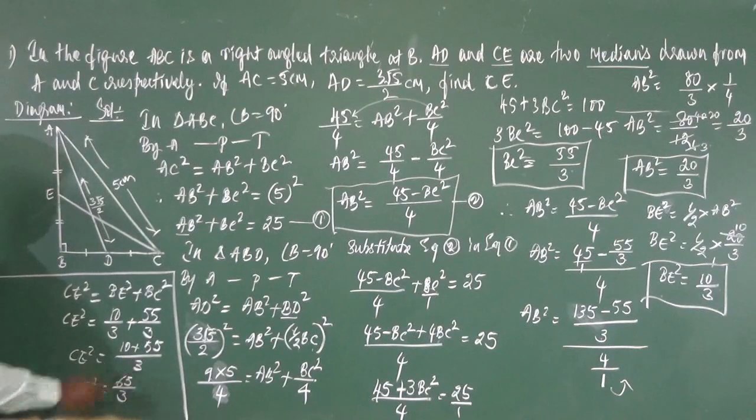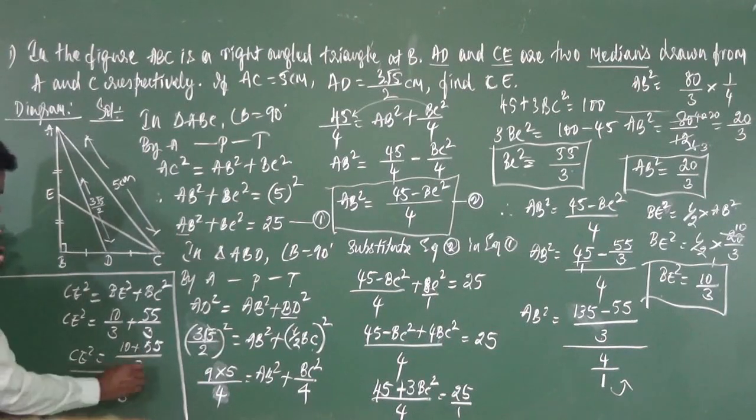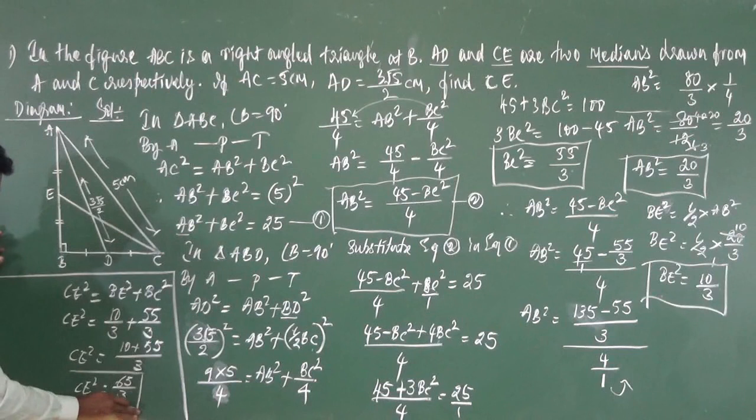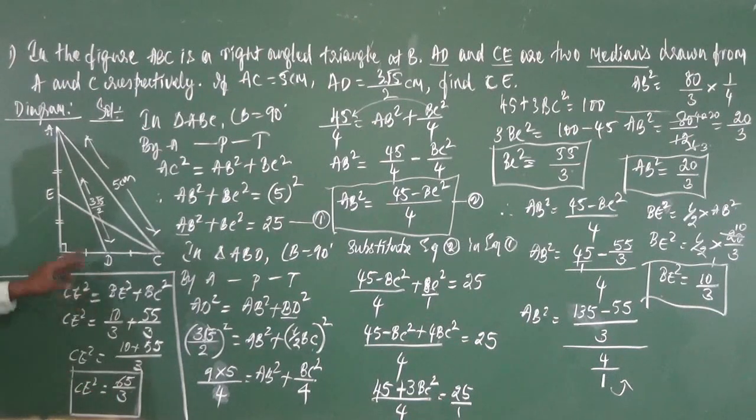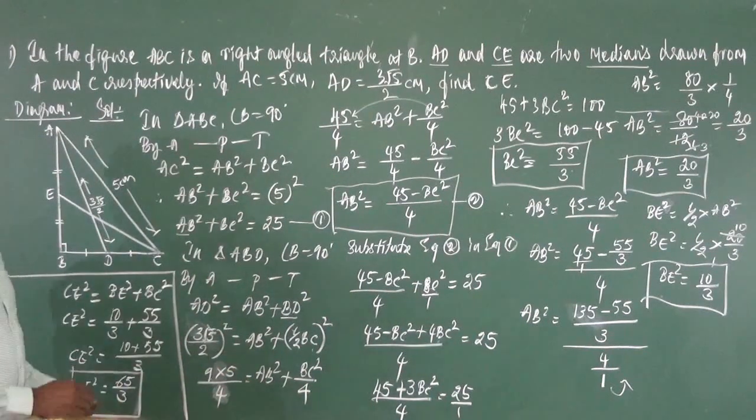So taking square root on both sides, you are going to get the value of CE. When you take the square root of CE square on both sides, the square root of CE square is equal to the square root of 65 by 3, you are going to get the value of this CE. I hope you will do the next last step.